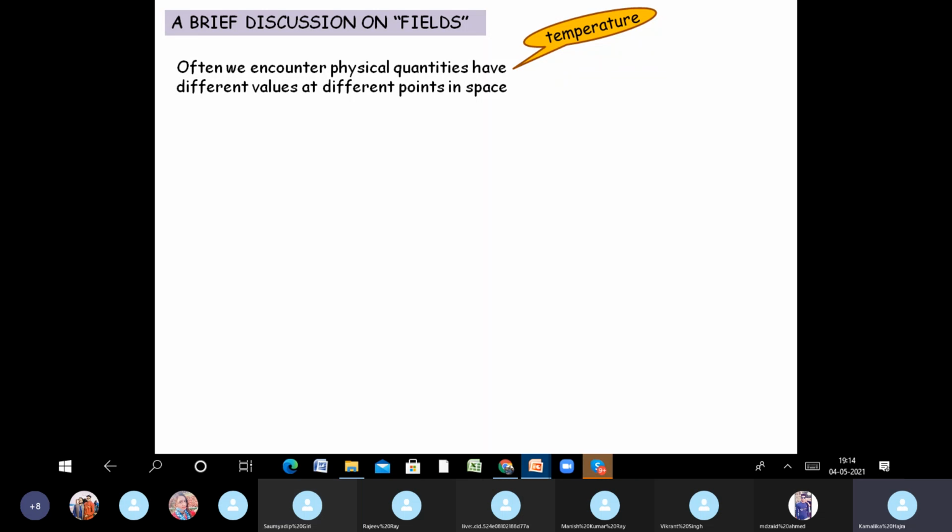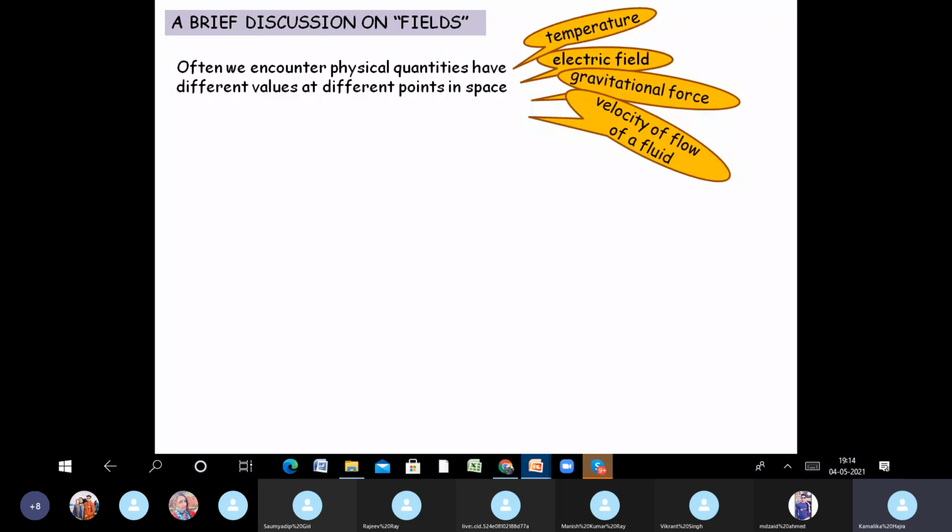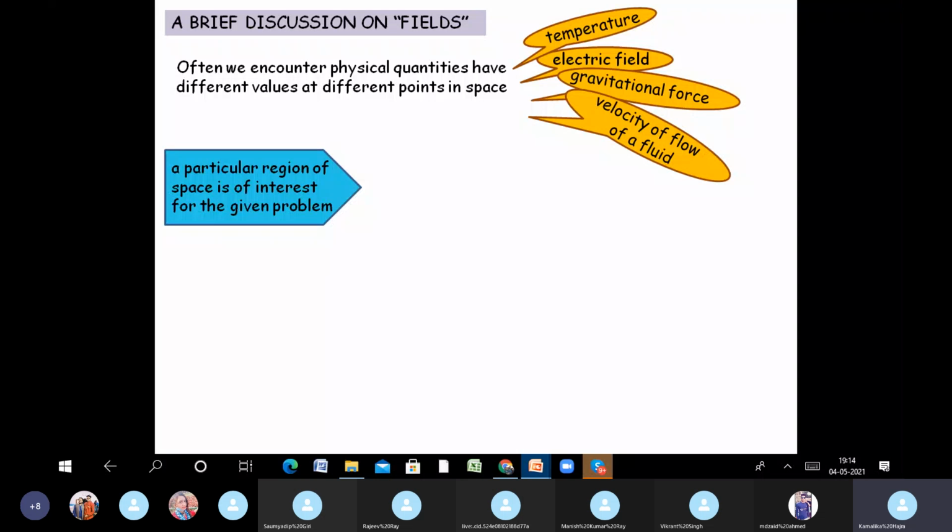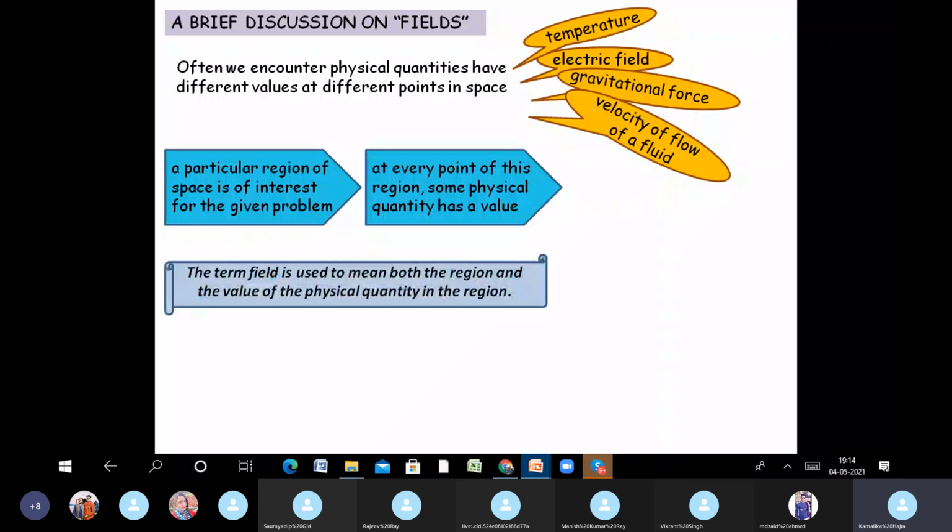So when we encounter physical quantities which have different values at different points in space, and the value of that physical quantity depends on where you are measuring it, we call it a field. And I gave you the examples of temperature, electric field, gravitational force, velocity of a flowing liquid, etc. I won't repeat this anymore, just telling you that the term field is used to mean both the region and the value of the quantity in that region. I talked about this in a little elaborate fashion.